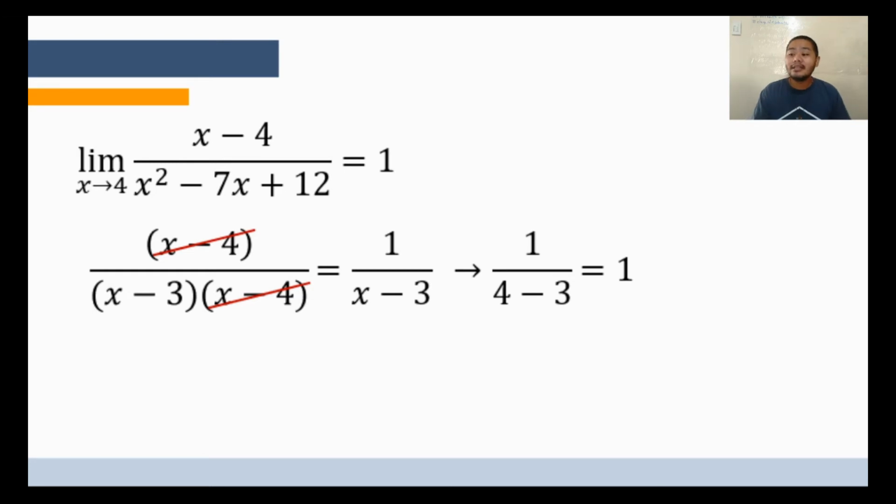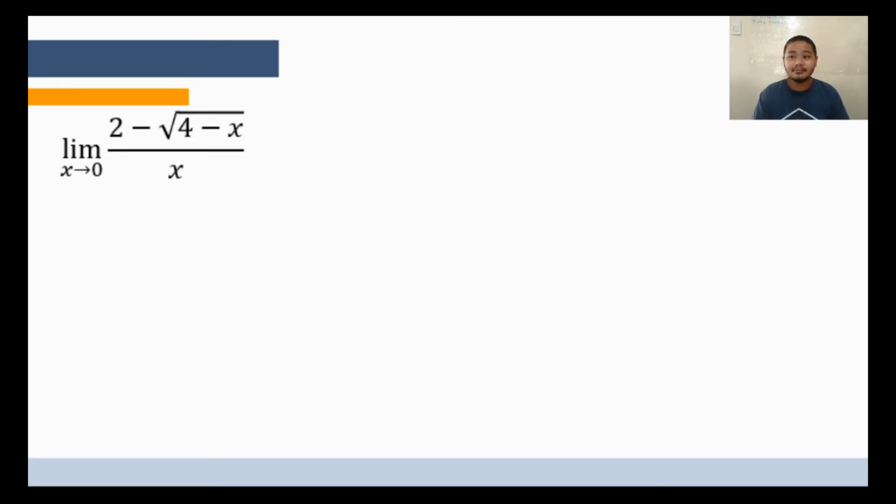Next example tayo. So, the limit of 2 minus the square root of 4 minus x all over x as x approaches 0. Same thing lang naman yung gagawin natin dito. I-check muna natin kung magiging 0 over 0 to after evaluating that function wherein x is equivalent to 0.